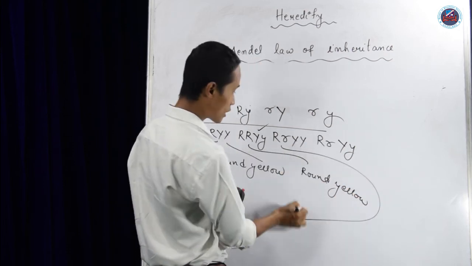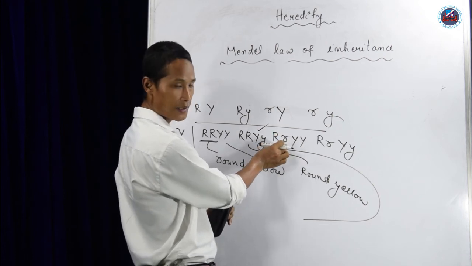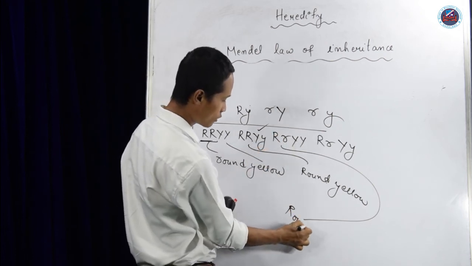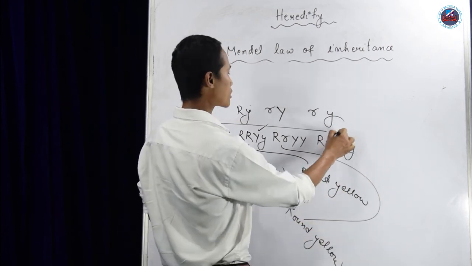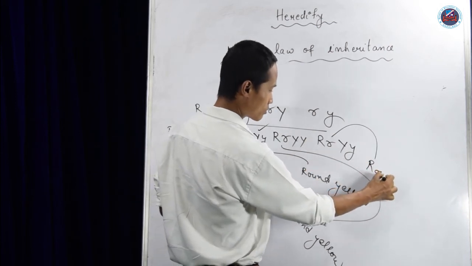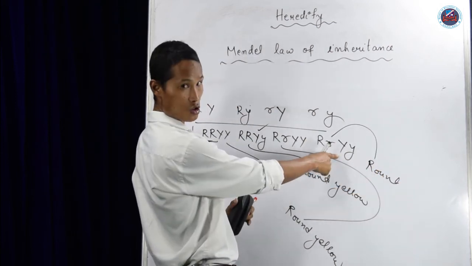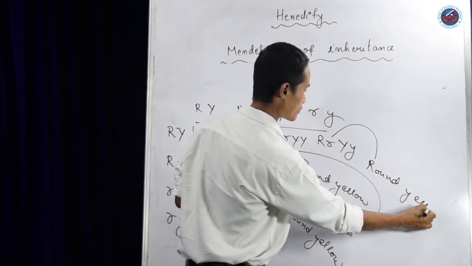So capital R, small r, same thing. Even though it is a heterozygous dominant allele, it will be round. Capital Y, it is yellow. So capital R, small r, even though it is heterozygous dominant, it will be round. So this is a heterozygous dominant allele. Capital Y is there, so it will be yellow.